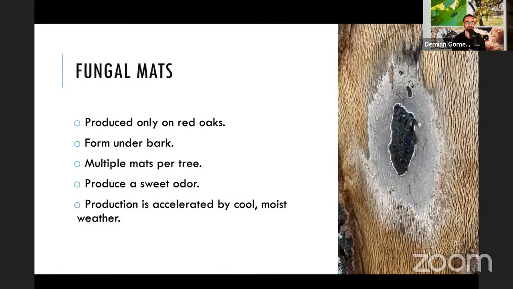So let's talk a little bit about these different fungal mats, right? Fungal mats are only produced in red oaks, and you can see an image here. These are produced under the bark. So imagine that we are removing the bark. Typically, if you look at the bark, you will see some sort of a crack in the bark, a little line, and you can actually smell the sweet or fruity smell under that crack, that pressure pad that the fungus is producing. And the production of these fungal mats is usually accelerated by cool and moist weather, right? Particularly in the spring, these are very common to find on trees that have died the previous winter or fall.